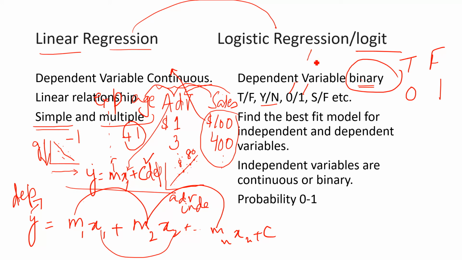Logistic regression we use in machine learning, and it comes under the category of classification. Then we have to find the best model for the independent and dependent variables. In this case, the independent variables may be continuous or binary, right? Binary means two outputs, or categorical. Another very, very important difference is probability. Logistic regression supports probability. Here we use the sigmoid function, which I will discuss in the next video.